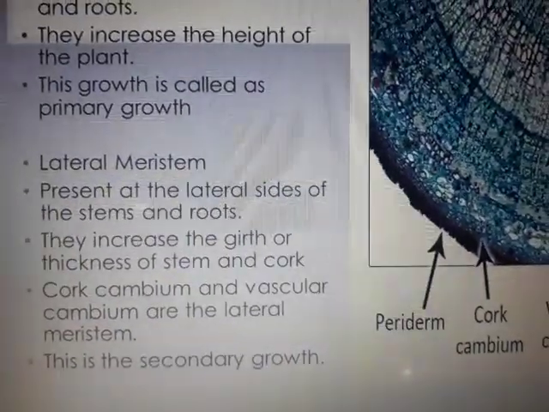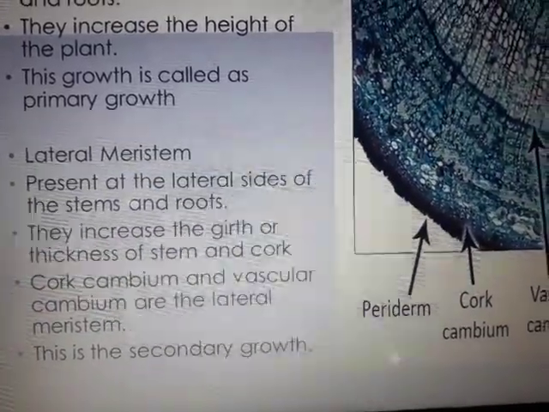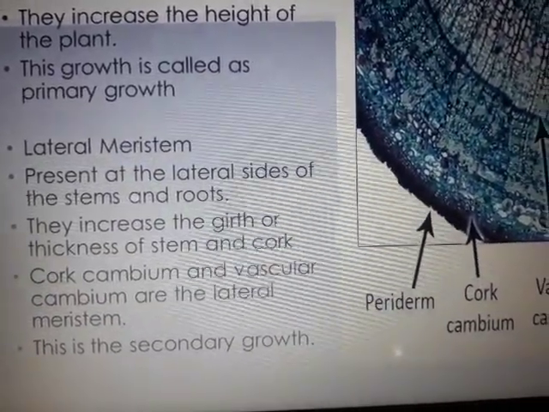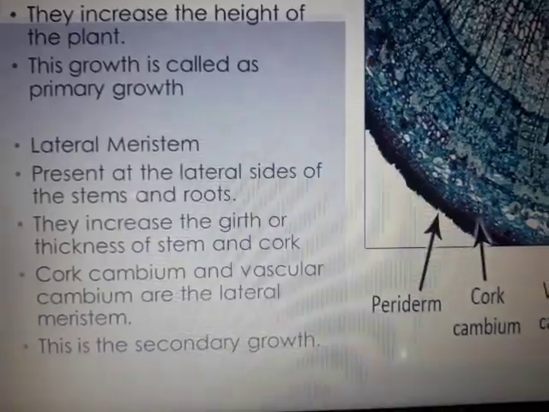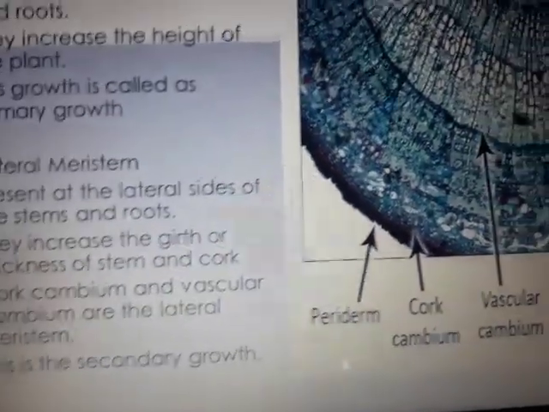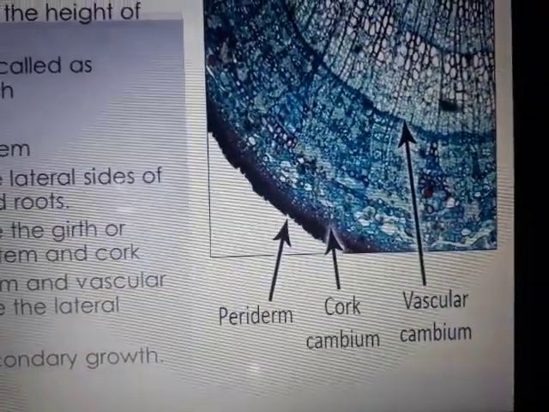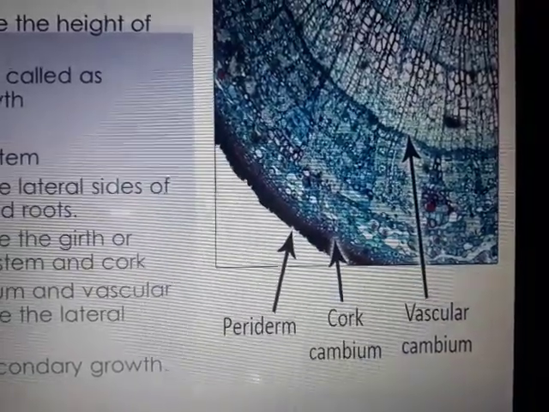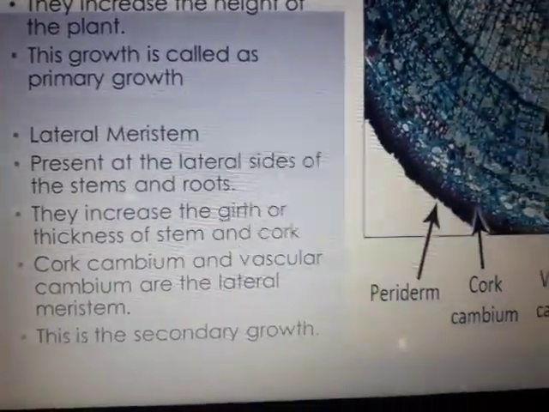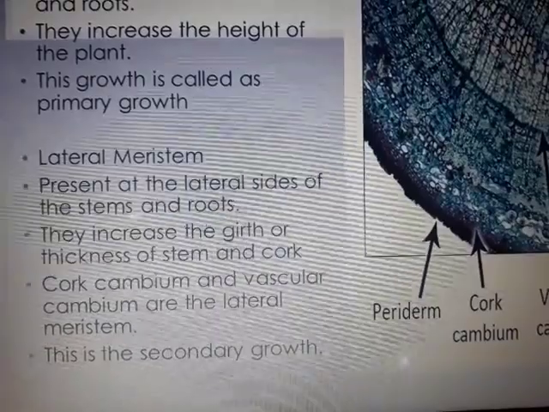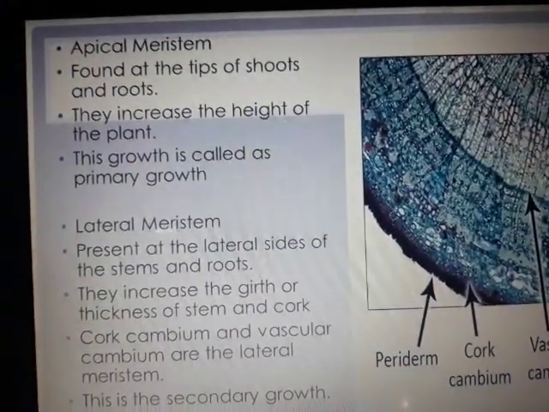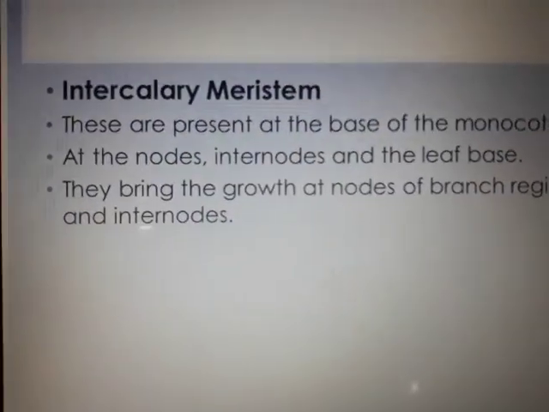Lateral meristem, obviously on the parallel sides. So they bring about the increase in the girth, or you can say the diameter or the thickness of the stem. So you can see the cork and the vascular cambium. Here the growth is happening, and that is why they bring about the increase in the thickness. This is called the secondary growth. That is lateral meristem.